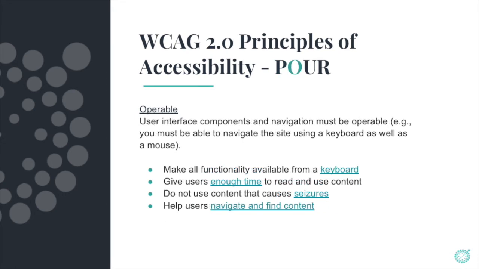Operable is the O in POUR. User interface components and navigation must be operable. Make all functionality available from a keyboard. Give users enough time to read and use content. I think Raph mentioned that in the discussion of mobile applications. Do not use content that causes seizures. Should be an obvious one there. Help users navigate and find content.